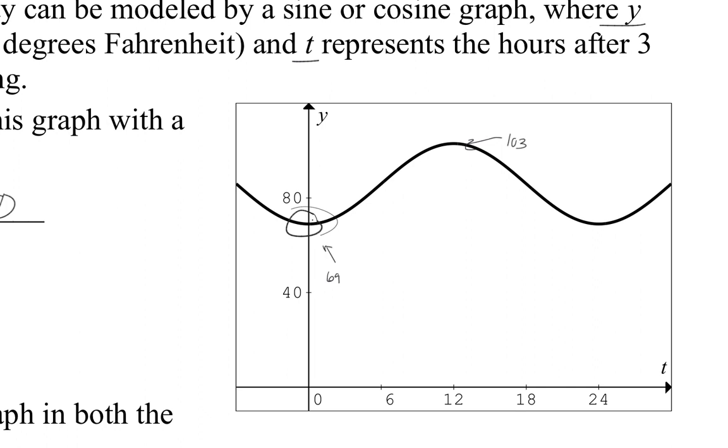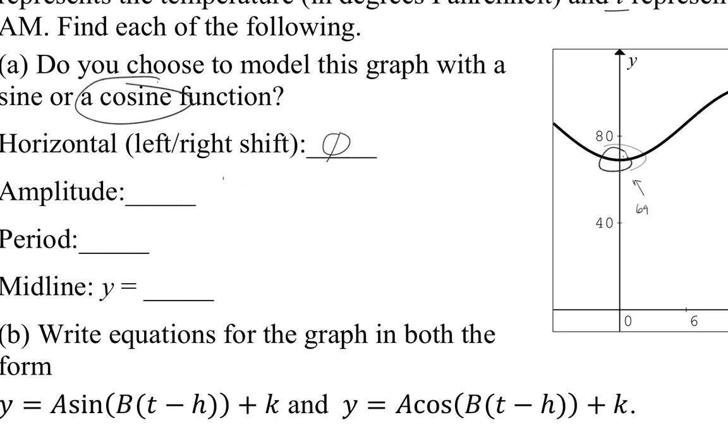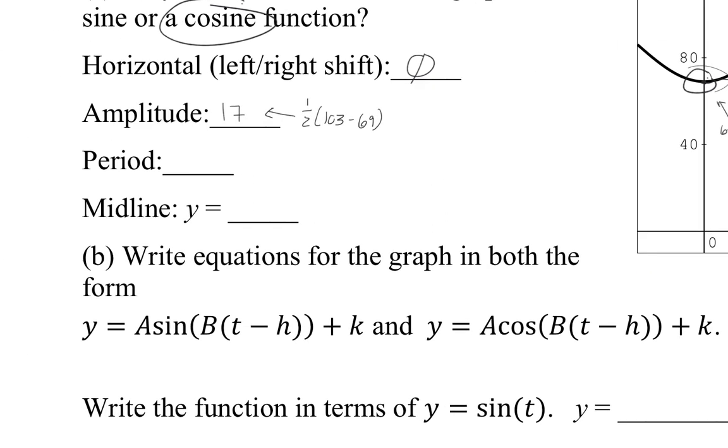Which means that our amplitude is going to be half the distance between those two. So that's going to be 1/2 of 103 minus 69, which is 34 halved, just 17. Now, onto the period. I'm going to look at the bottom and see when we repeat that again. It's going to be over here. If we look, that has an x value of 24. So our period is 24.